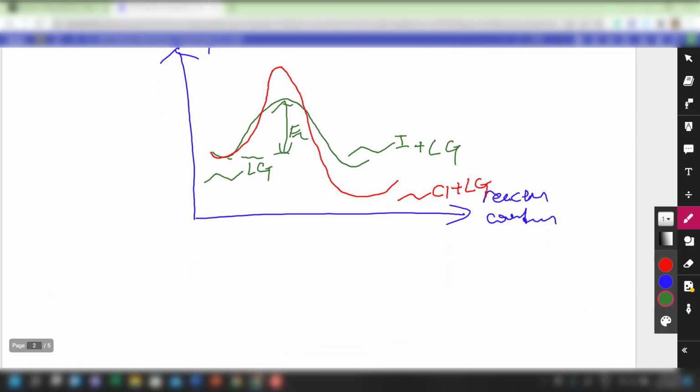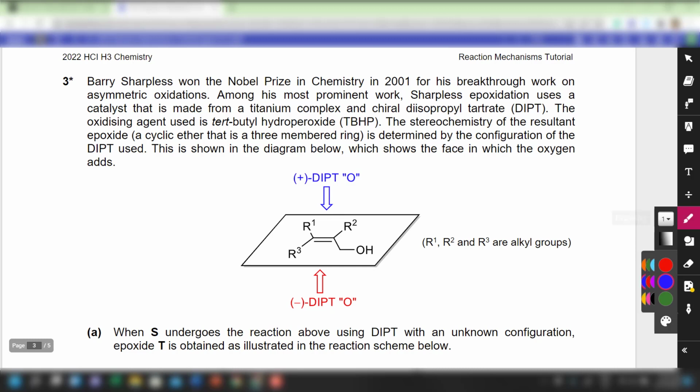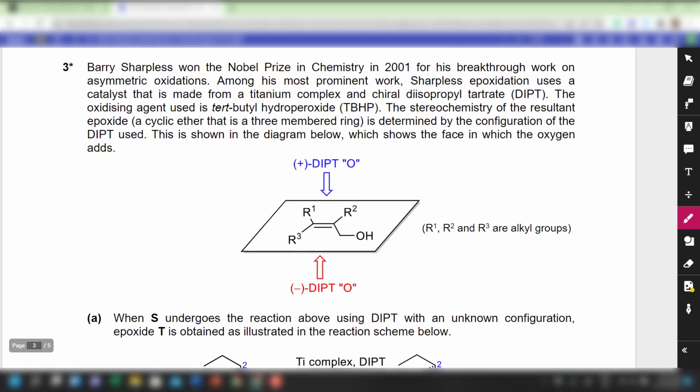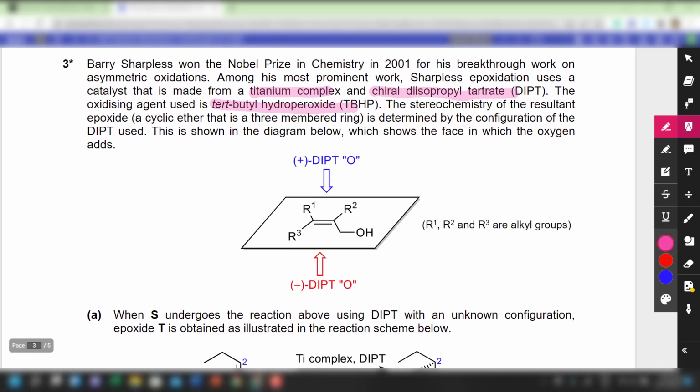So we're going to move on to question 3. For question 3, we have this particular Nobel-winning work by Barry Sharpless. It is for his breakthrough in asymmetric oxidation. He is using this particular titanium complex with a chiral diisopropyl tartrate, and then of course the subsequent oxidizing agent is tertiary butyl hydroperoxide. This is just represented by DIPT in short.